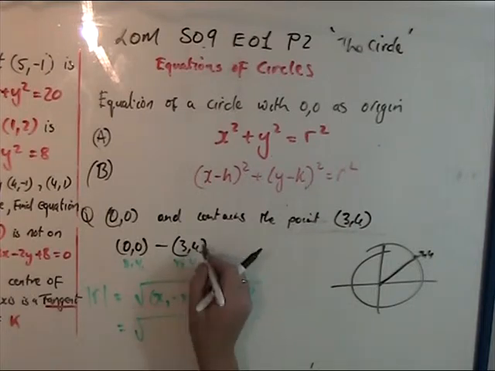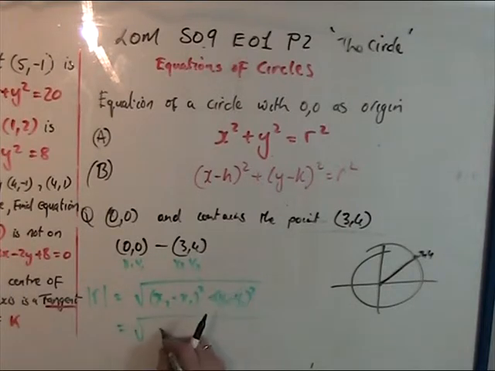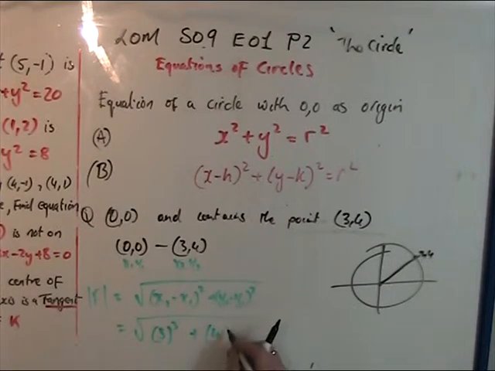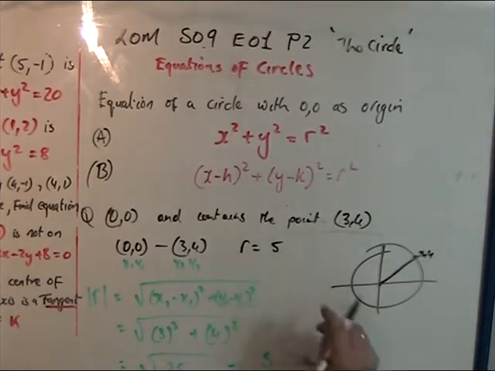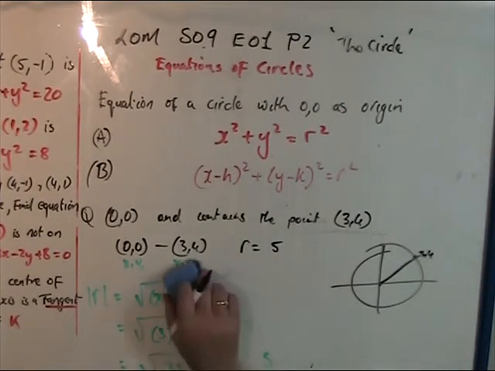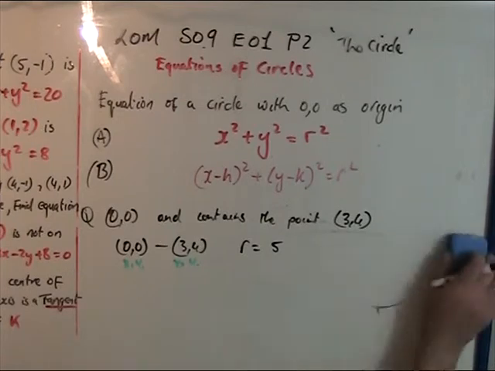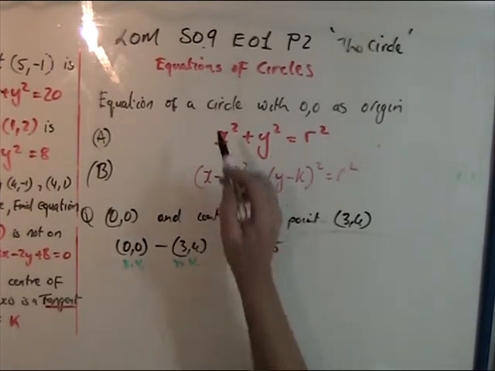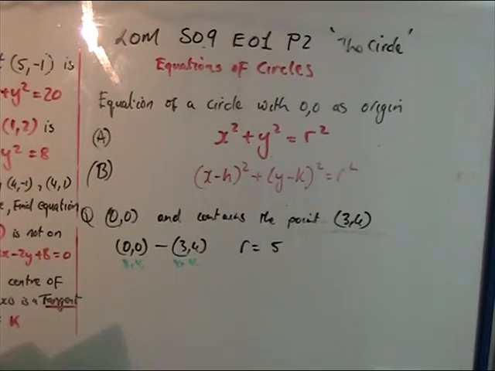So x2, which is 3, squared, minus 0, plus y2, which is 4, squared. The 0 doesn't matter here. It's the square root of 25: 3 3s are 9, 4 4s are 16. The square root of 25 is equal to 5. So the radius is equal to 5. We found that by the length of a line, which was in Series 7.